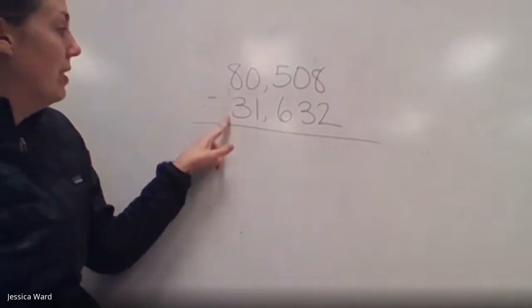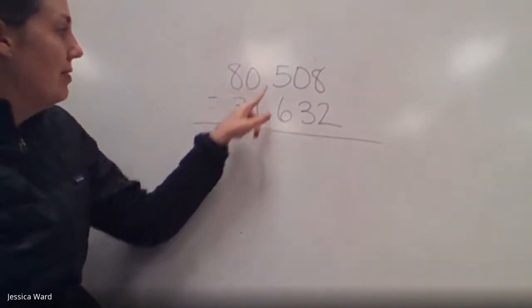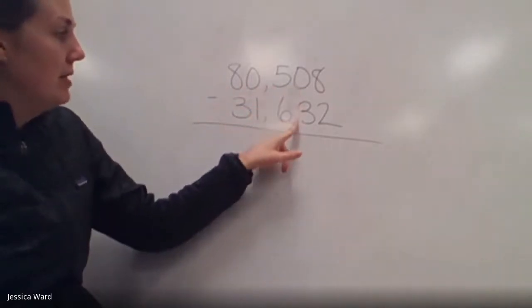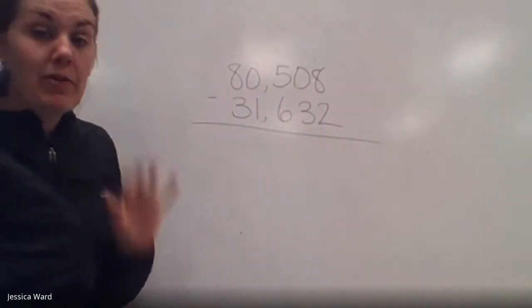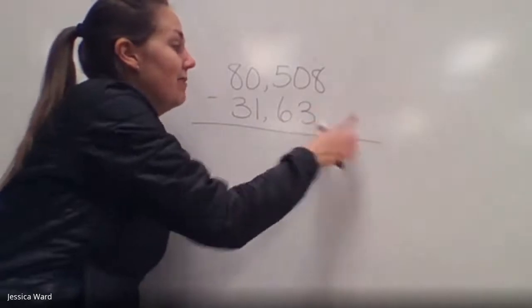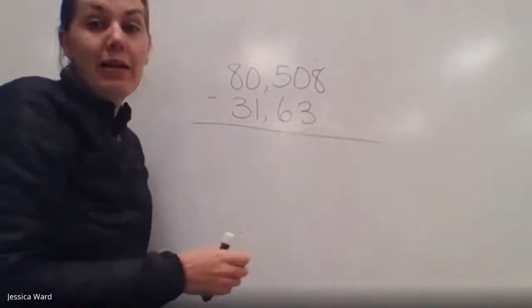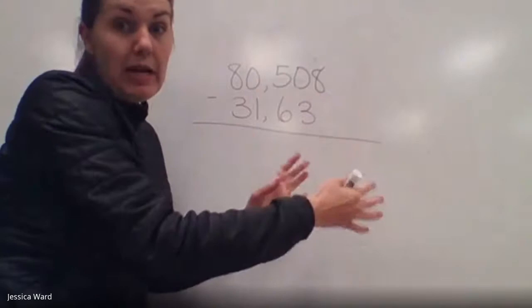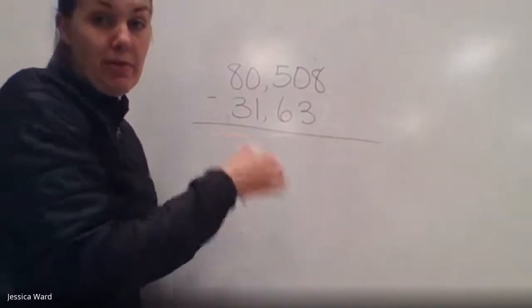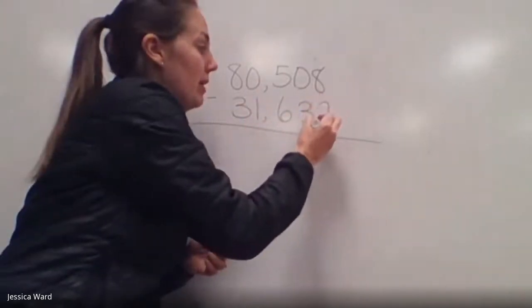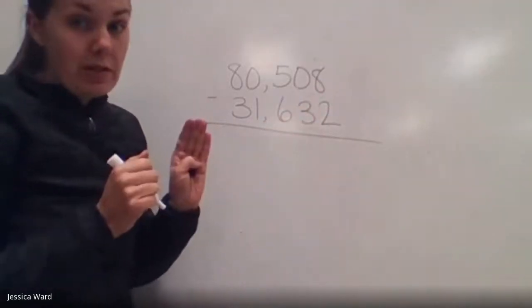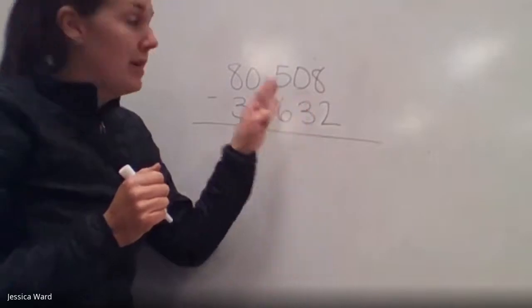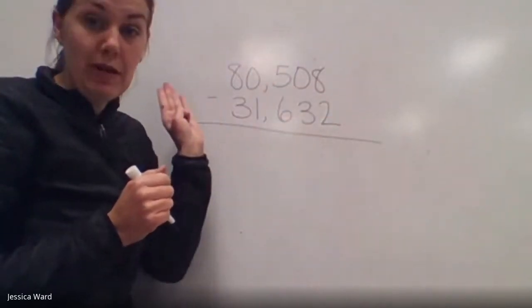So I have a number in the 10,000s, a number in the thousands, a number in the hundreds, a number in the tens, a number in the ones. I have all of my numbers stacked correctly. If I had gotten here and found that I have no ones here, then I would need to shift my numbers down so that I would have the numbers in the correct spot. But I do have a number in the ones place there. So I'm always going to start in the ones column because that will determine if I need to regroup in any of my other columns.